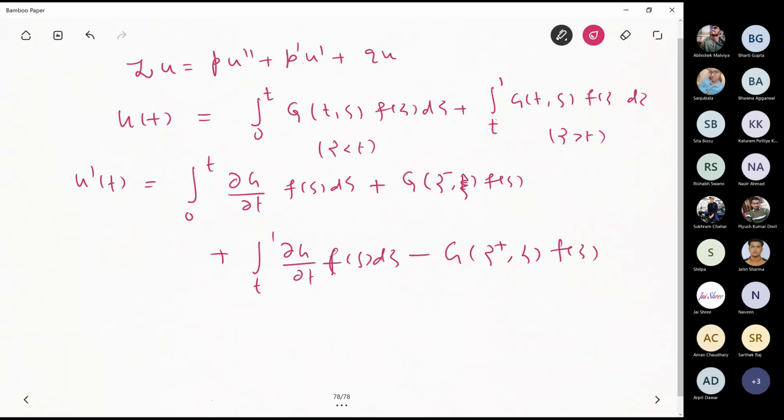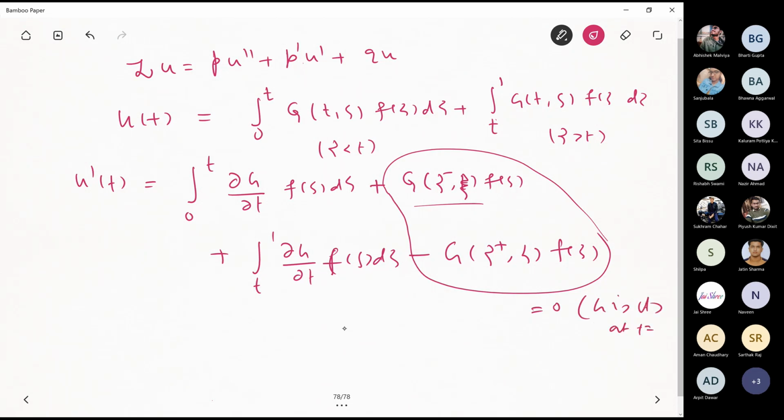And we know that G is a continuous function at t equals xi. Therefore the sum of this minus this is going to be 0, because G is continuous at t equals xi. Therefore you simply get the integral from 0 to t of dou G by dou t times f plus the integral from t to 1 of dou G by dou t times f. So there is no other contribution other than taking the derivative inside the integral.